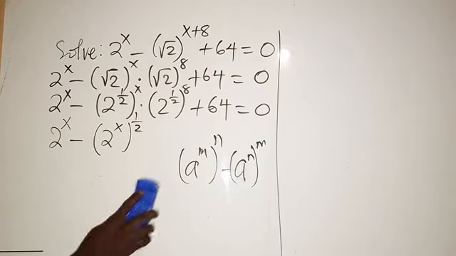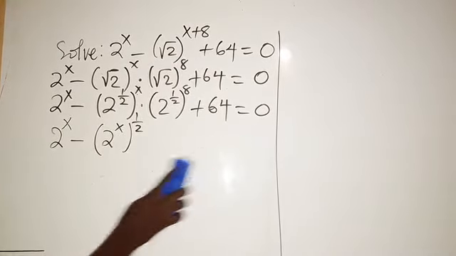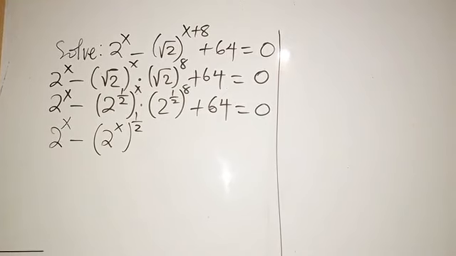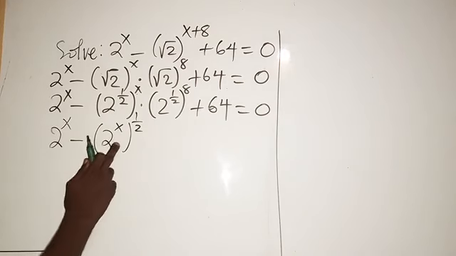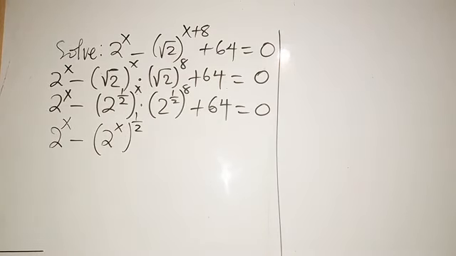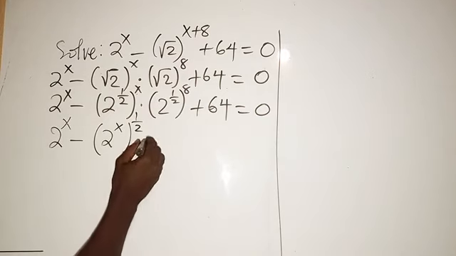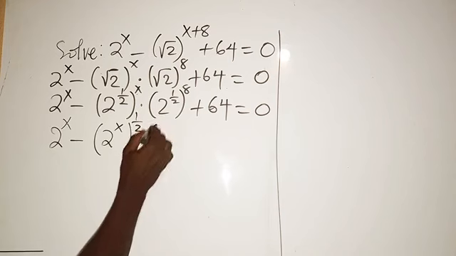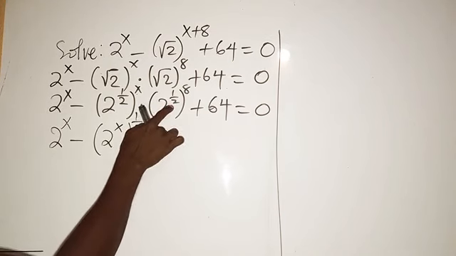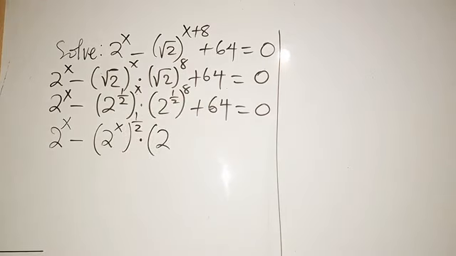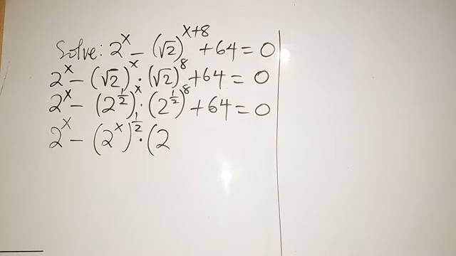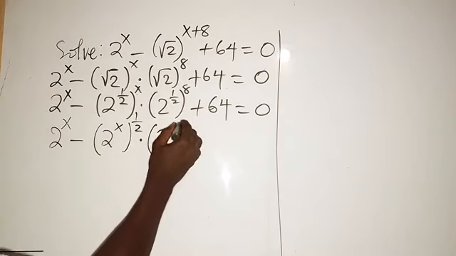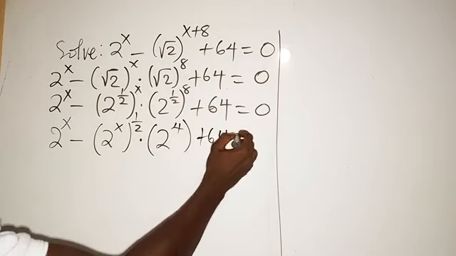That's what I did, because I want something similar: when you look at this first term, you can see we have 2 to power x. That's why I tried to bring this x inside. Then I have this place to be multiplied by 2. We can see this one also will be 2. This half is going to be multiplying 8, and that's going to give us 2 raised to power 4, because 8 divided by 2 will give us 4. Then plus 64 equals 0.